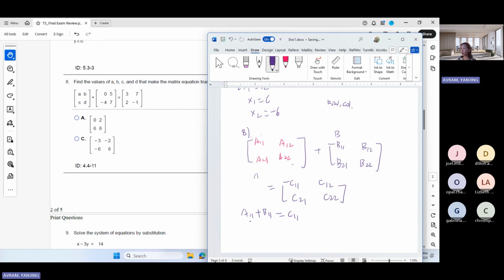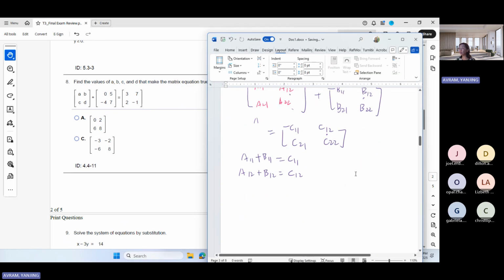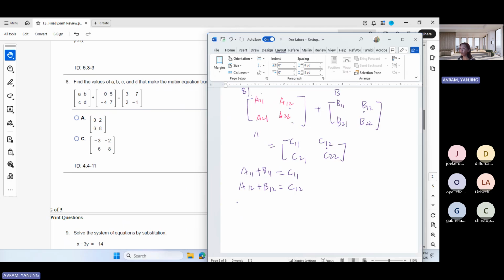All right, so A12 plus B12 we are equal to C12. So this position has to be the same. This one and this one is equal to this one. All right. So you add all four of them this way. Okay. A21 plus B21 is equal to C21, right? A22 plus B22 is equal to C22.